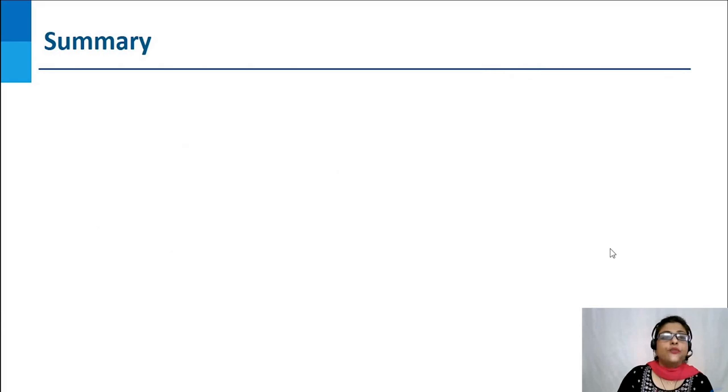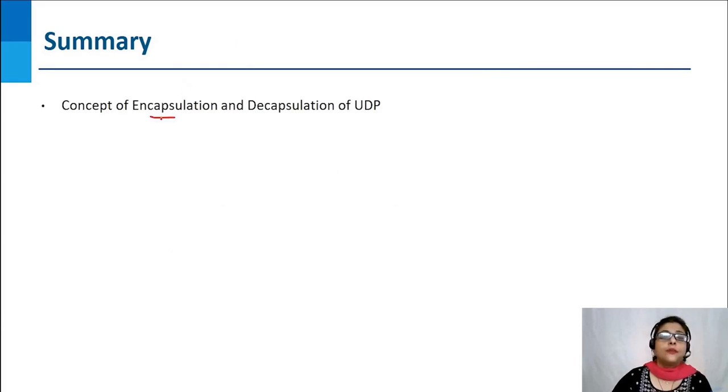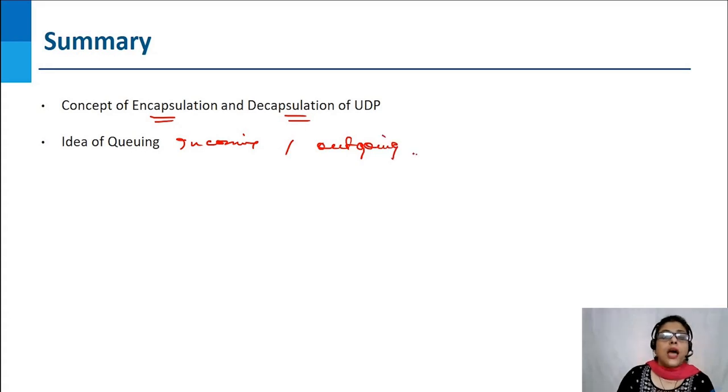To summarize, in this video, we have learned about the concept of encapsulation and decapsulation of UDP, how UDP datagram is encapsulated inside the IP datagram and decapsulated at the receiving end. The idea of queuing, what are the incoming and outgoing queues, and when will the ICMP protocol return the destination port unreachable message. And we have learned about the various uses of UDP.